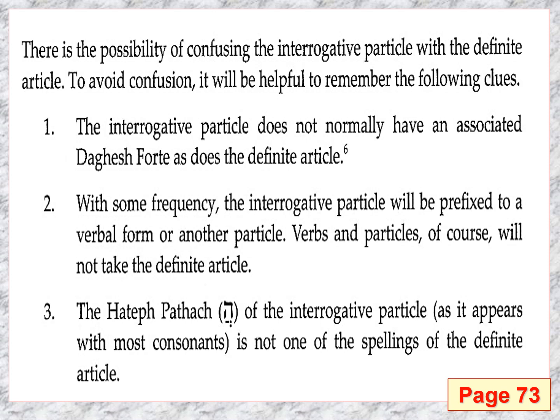With some frequency, interrogative particles can be prefixed to a verbal form or even another particle. So if you see something attached to a verb, you're like, well, maybe that's not going to be a definite article because we wouldn't expect that. So it's got to be an interrogative particle. And normally you're not going to have a definite article attached to another particle because a definite article is specifying something. And so that may help you notice that this is an interrogative particle. As it says here with the second statement in number 2, verbs and particles will not take the definite article.